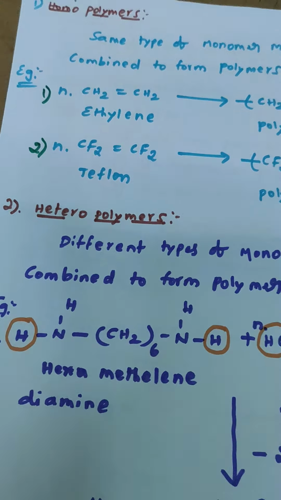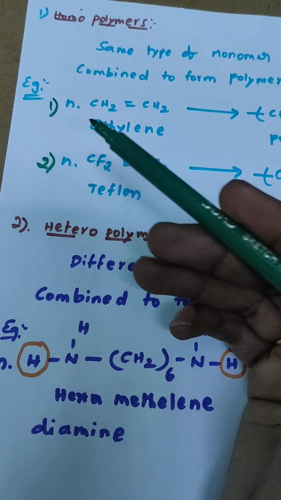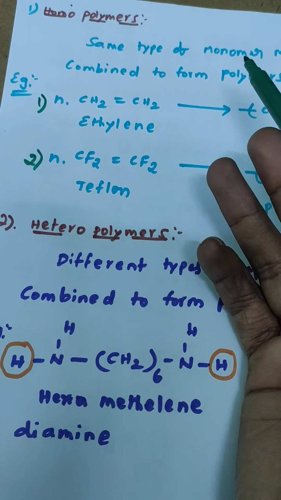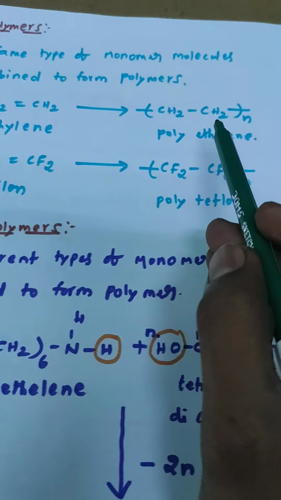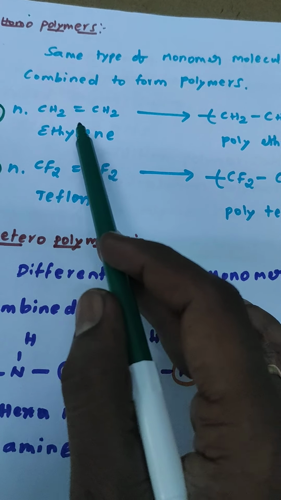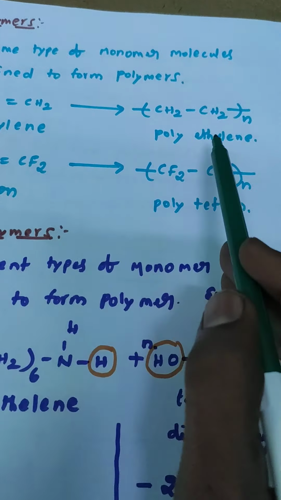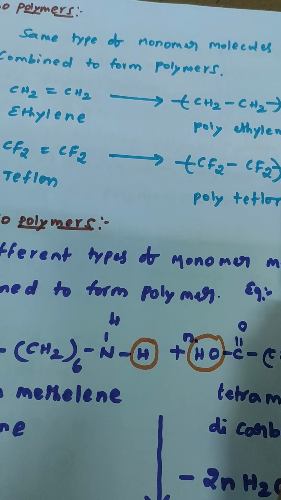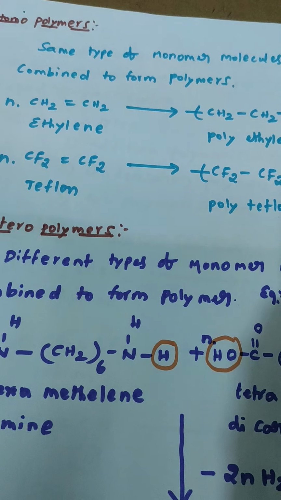Okay, see, ethylene molecule. Here n indicates a number of molecules, which may be 100 or 1000 or 10,000 or 1 lakh. A number of ethylene molecules are converted into polyethylene. So how is it changed? In ethylene, the double bond is converted into a single bond, and the n in front joins at the back. This is the basic information you should learn about this polymers topic.